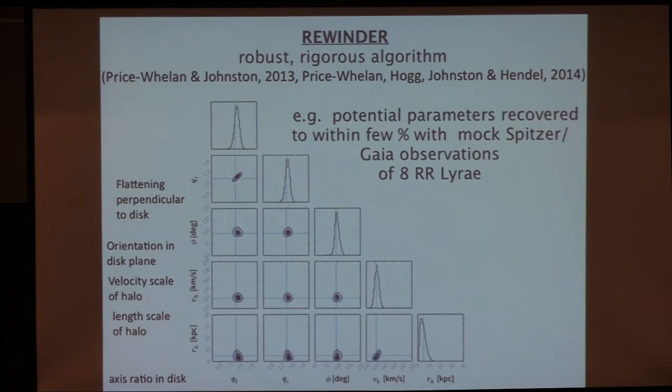And you have to compare that to what we know right now, which is that we don't know the mass enclosed within about 50 kiloparsecs of the Milky Way to better than a factor of 2. So we're going from factors of a few to a few percent, and that's only using 8 stars. And we're going to have hundreds. So we have not applied this to real data yet.